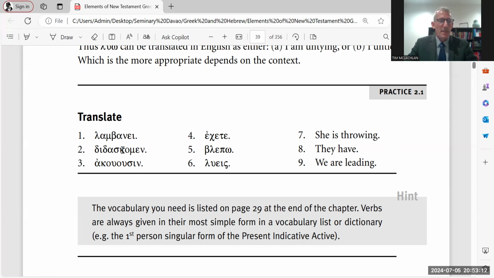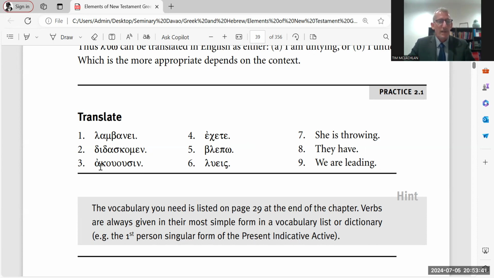Okay, didaskomen. This is didaskomen for number 2. But the stem must finish before the omen. So you should recognize that's the ending, omen. And so everything before then is going to be the stem, didask, and you want to know what the form you'd find in the dictionary is, we'll just put the omega on the end. So you take out that ending, and that will be didasko, I teach, or I am teaching.